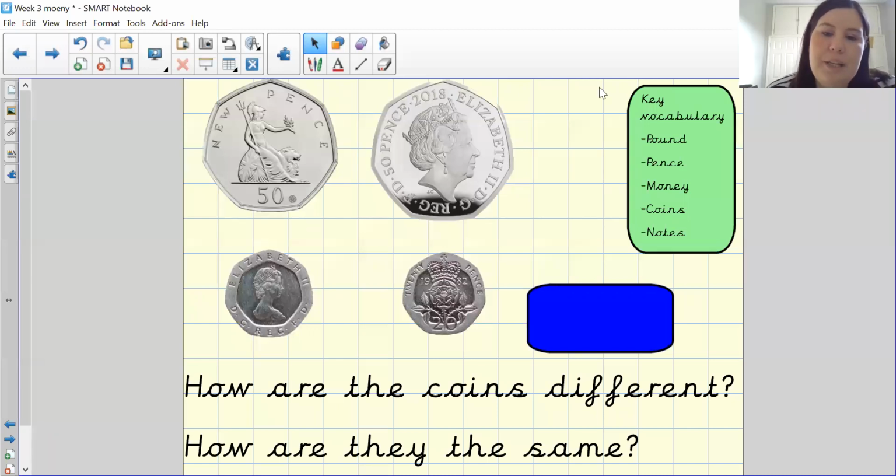So the next thing I would like you to do is to draw these two coins out, and I want you to compare the similarities and the differences. So what is the same and what is different? Pause the video now while you write your explanation underneath.